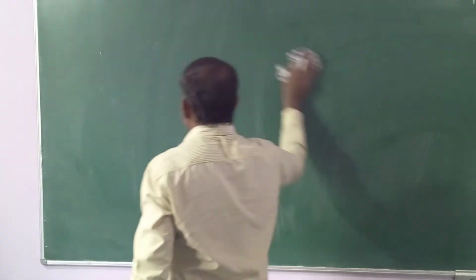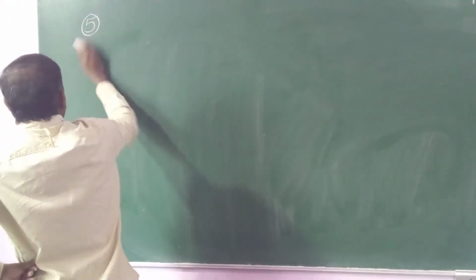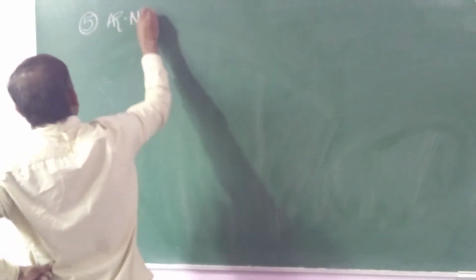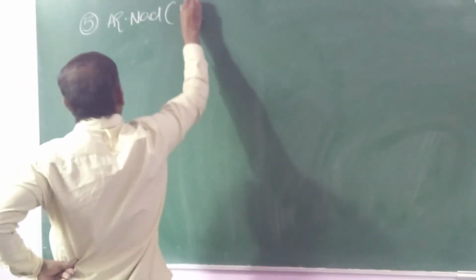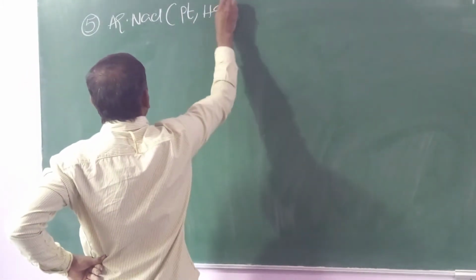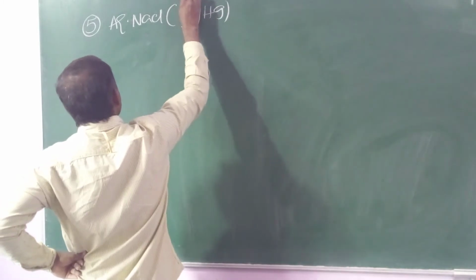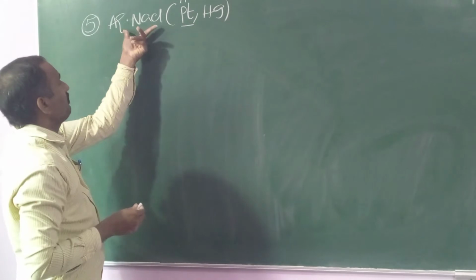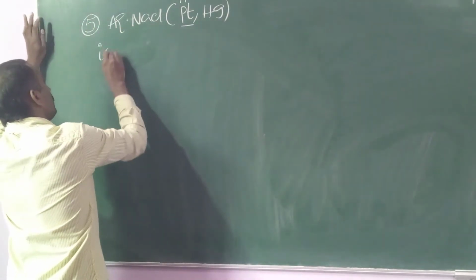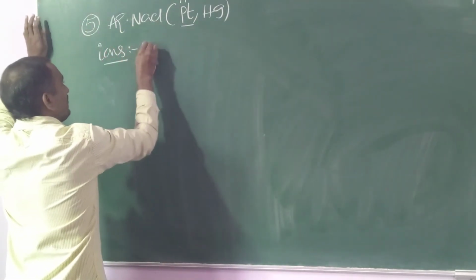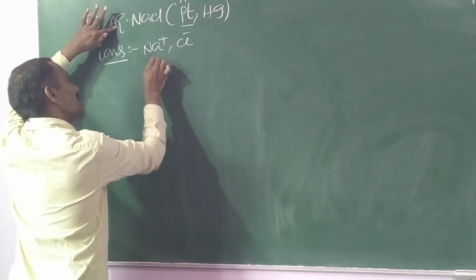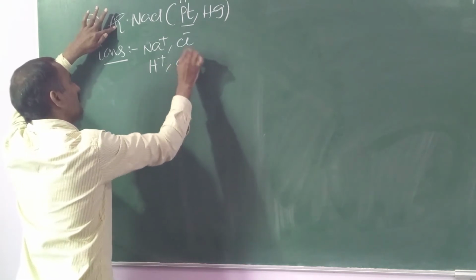Lastly, one more example I will give. Predict the electrolysis products: aqueous NaCl, platinum and mercury. Can anyone predict? This platinum is the anode, this mercury is the cathode. So the normal procedure. First of all, from the aqueous NaCl, what are the possible ions? Na plus, Cl minus, and from water, H plus, OH minus.